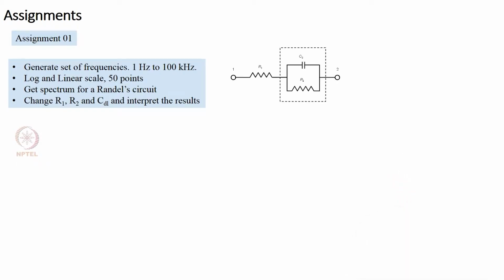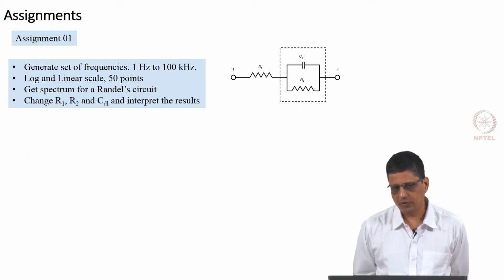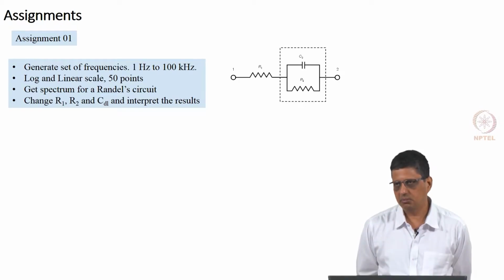I would ask you to generate a set of frequencies in log scale, linear scale, with a certain number of points, and then use that frequency set to generate a spectrum, plot it in different formats, change the values of R1, R2, which is R solution, R polarization, and double layer capacitance, and tell what you see, your interpretations.